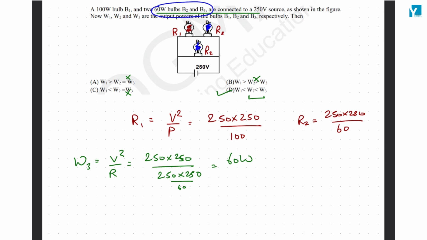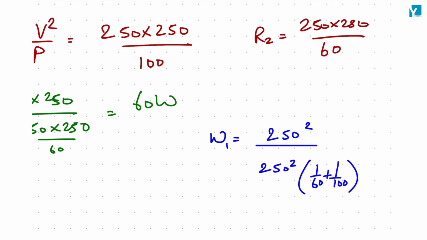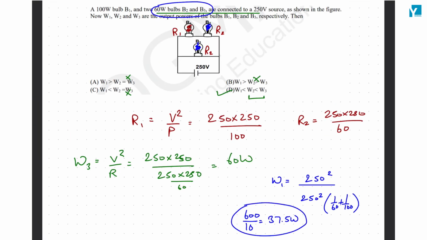Okay, but if you do want to solve for W1, you can solve it with this formula. W1 will be equal to 250 squared divided by 250 squared into 1 by 60 plus 1 by 100. This is a formula for parallel combination, and the answer comes out to be 600 upon 16, which is 37.5 watts. So in this situation, it uses the minimum, least amount of power, which is W1 will be at the smallest location.